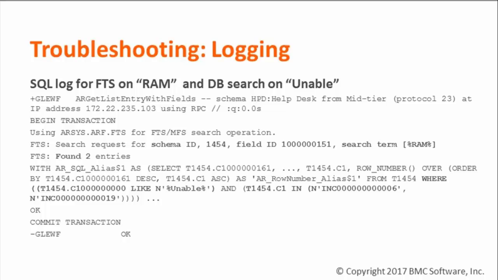Now that search found 2 entries. Those 2 entries are then passed into a database query. So the next line, the with AR SQL, you'll see this is the database query. If you look at the where clause, you'll see where, and you'll see the particular database field we had to search for the word unable. And then you'll see the and C1 in, and the C1, of course, is the request ID. The full text search query earlier returned a list of request IDs, returned 2 of them. So here you'll see C1 in, and it lists both request IDs. So that shows you how a full text search is passed into a database search so that you get a combination of the results. And all that was available just with the API and SQL log.